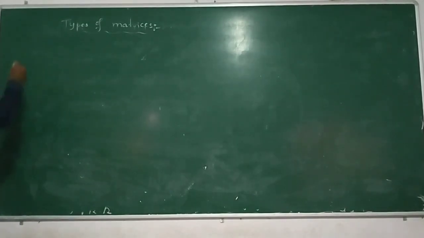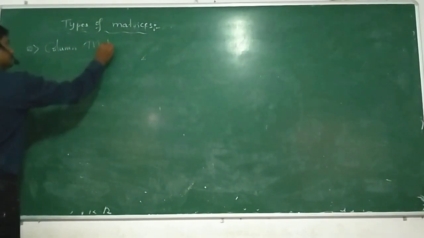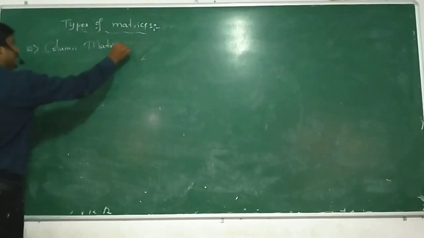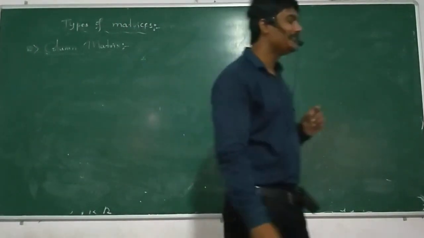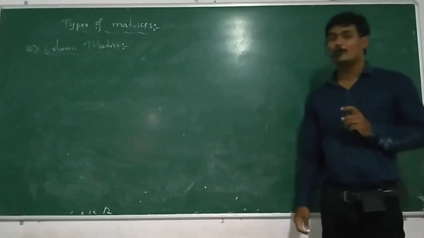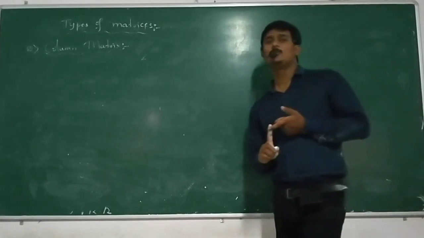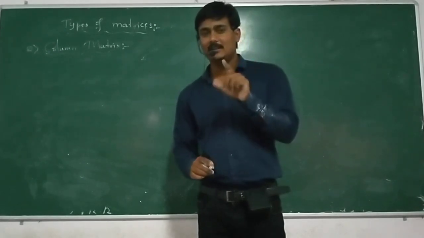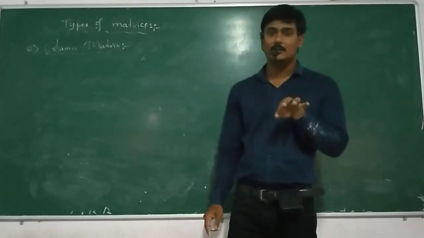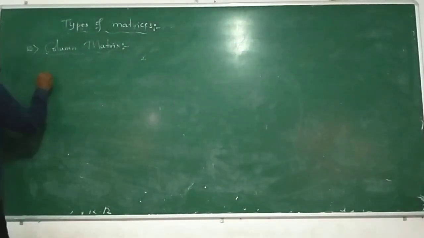So now the second type: column matrix. Now you may be thinking that it is a matrix which is going to have only one column. Then you are right. So if a matrix has only one row, we call it a row matrix. Similarly, if a matrix has only one column, such a matrix is called a column matrix. So the definition is like this.